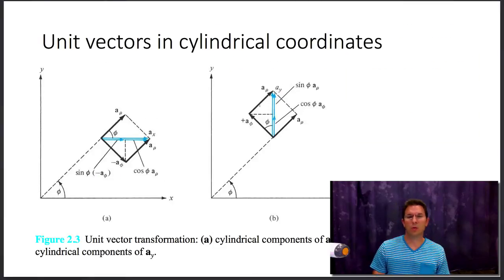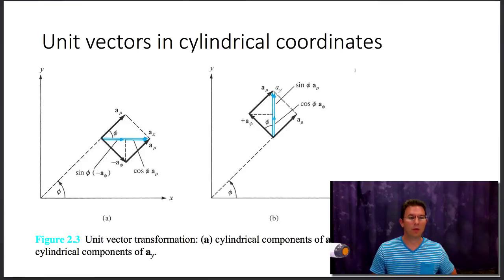Now, getting back to what I said earlier about the rho and phi vectors being a function of position, one of the things that we can understand is that each of these unit vectors can be decomposed into a sum of the unit vectors in a different coordinate system.